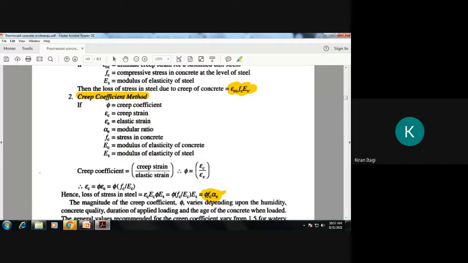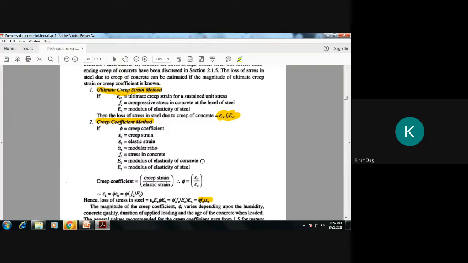Okay, don't get confused. Loss of stress in steel will be equal to phi into fc into alpha e. Okay, this much, and don't try to substitute all those into this much. So if you want, you can take the screenshot. Be fast. Creep coefficient.